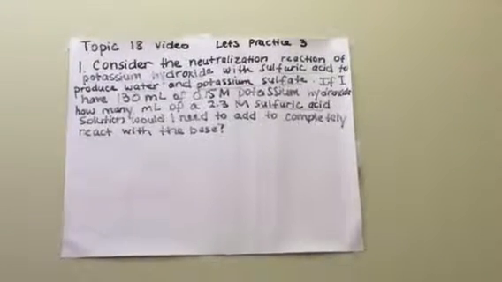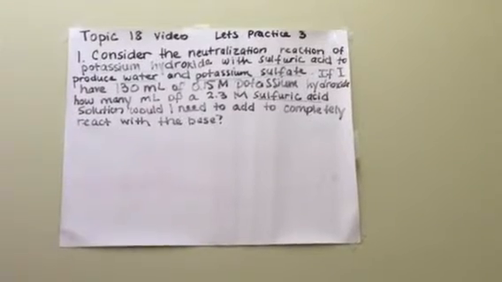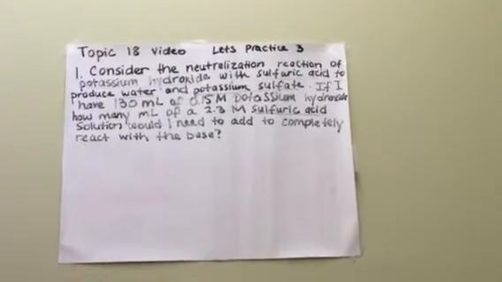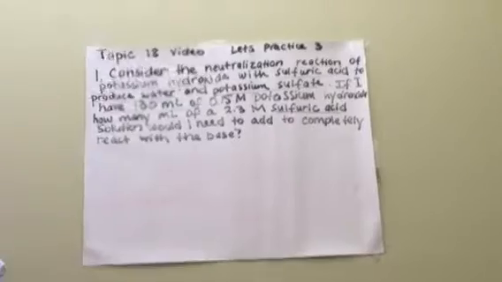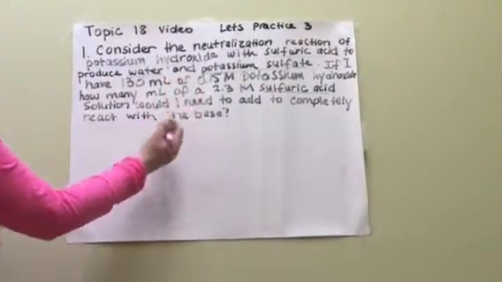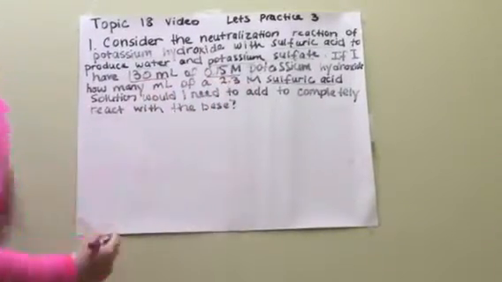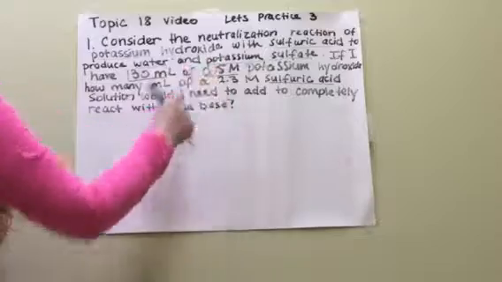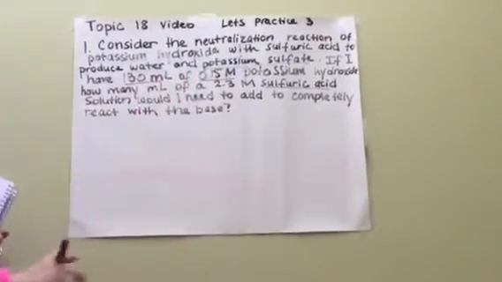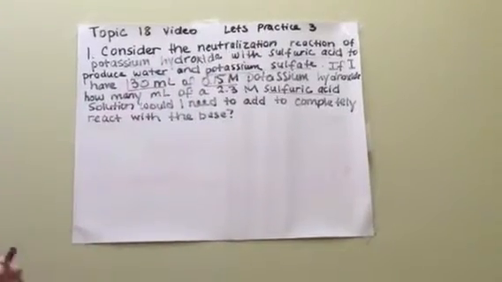In this problem, we are asked to find how many milliliters of a 2.3 molar solution would be needed to add to completely react with the base, which is potassium hydroxide. Now, we're given volume and molarity, so we can use these to figure out the moles. But first, we need to write a balanced chemical equation.